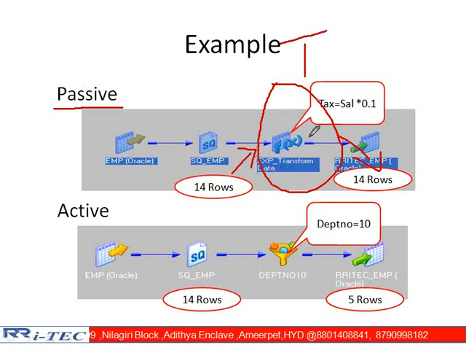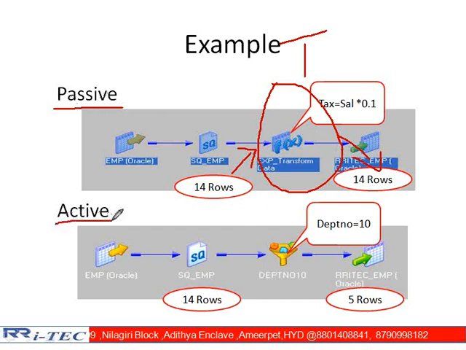Suppose in my organization, in my company, I have 4,000 employees. If I want to calculate the tax, will I calculate for 4,000 employees or only 3,000, sir? I am going to calculate for 4,000 employees. That means however many records are given as input, the same number of records are received as output. You are getting my point? That's what is called a passive transformation.